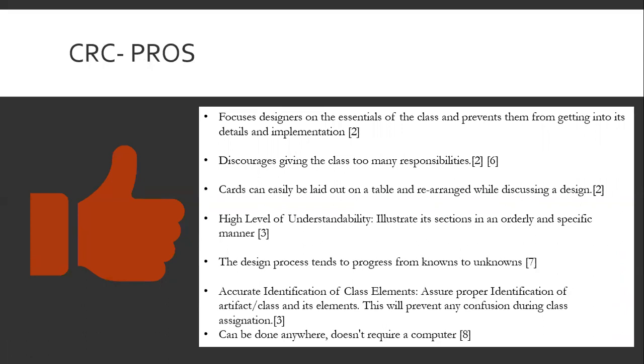We have high level of understandability. It illustrates its sections in an orderly and specific manner. The design process tends to progress from knowns to unknowns, because you start with what you know, and the idea is that as you visually see how everything is connected, you may see areas that don't exist that should in your design. And we have accurate identification of class elements, which assures proper identification of artifacts as class and its elements, to prevent any confusion during the class assigning process. And it can be done anywhere, doesn't require a computer. Flashcards are really cheap, and you can do that on the go.